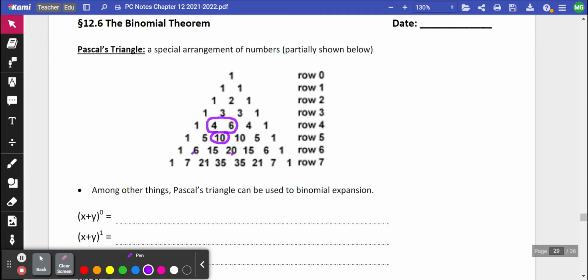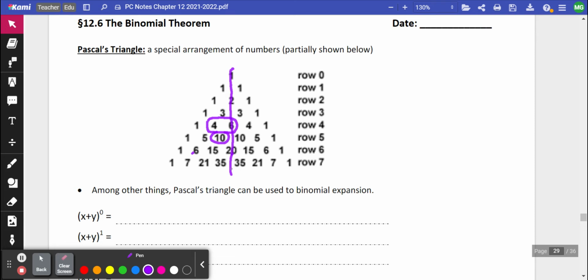One of the other things I want you to notice about this is that we have symmetry. So 1, 5, 10, 10, 5, 1. You slice it right down the middle and you'll have symmetry on the left and the right. Okay, so just some things for you to think about.